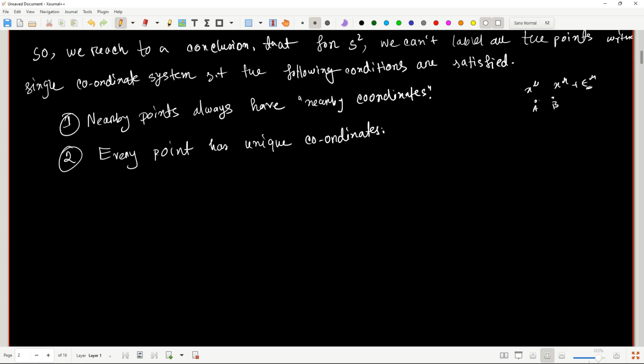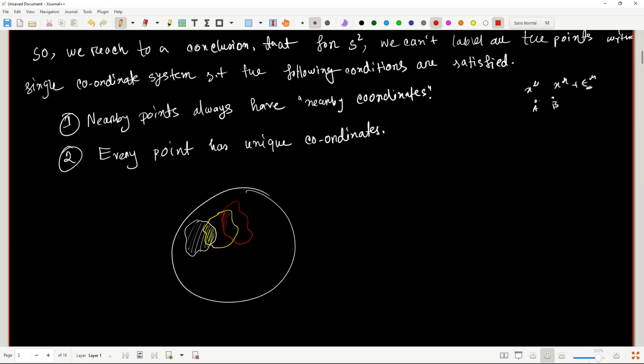So what I mean is that, let's say this is the sphere, but now instead of using a global coordinate system like before, we use small patches like this. Let's say this is one coordinate system, and let's say this is another coordinate system, and then I can have another coordinate system, and these are the overlapping regions.